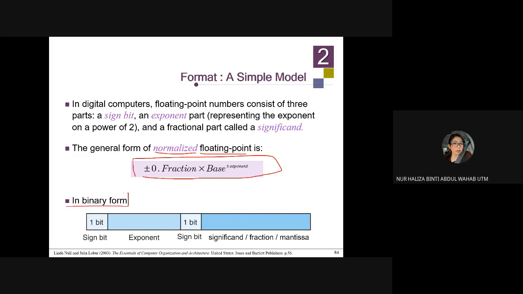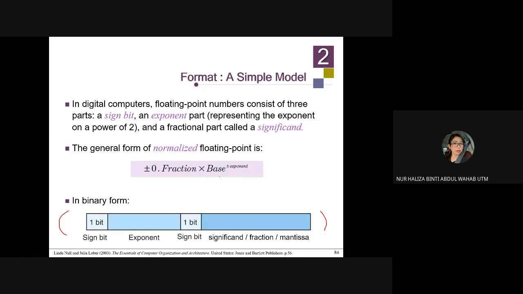In binary form, you're going to have sign bit and then exponent and significand. So it has already changed its place. This one is a simple model for your floating point number consisting of 3 parts, which are sign bit, exponent, and then your significand. So what is this one? This one is the standard when you need to change the form of your normalization.